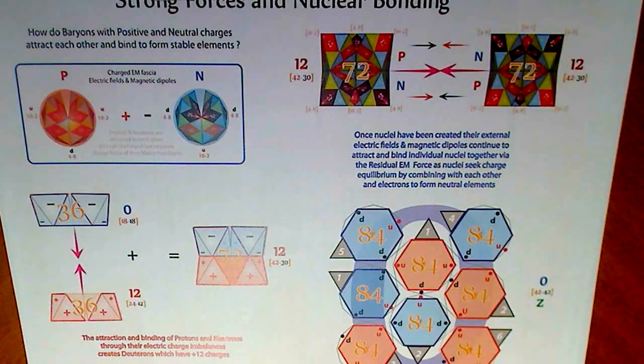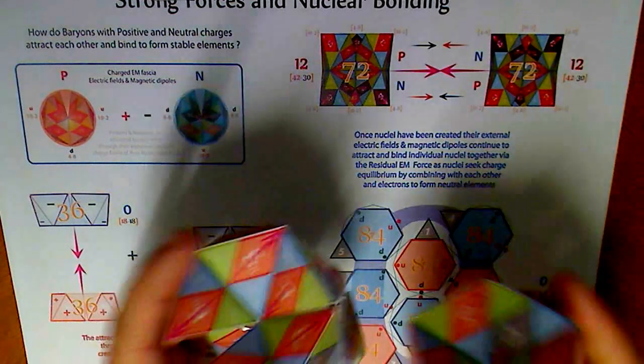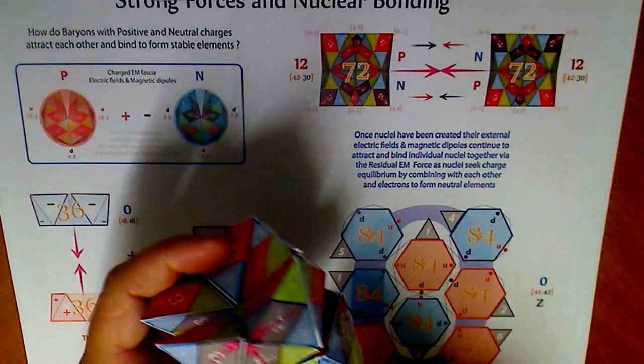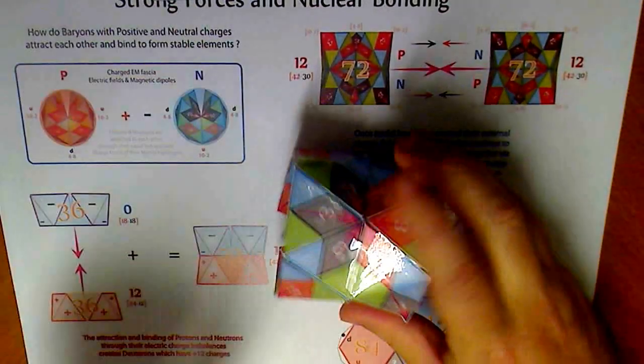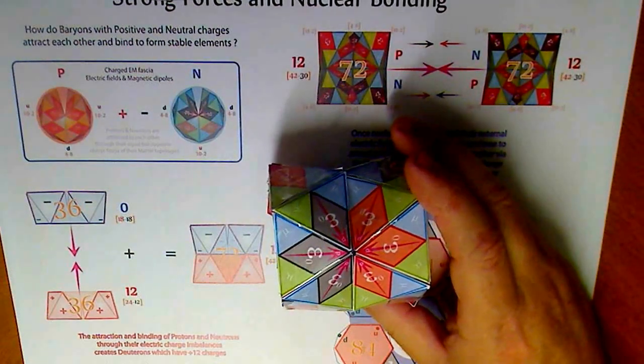Let's see if I can grab this other one. See how good my manual dexterity is. We can see that we have plus and minuses holding that deuterium nuclei together. I'll just do that one because it's held together.